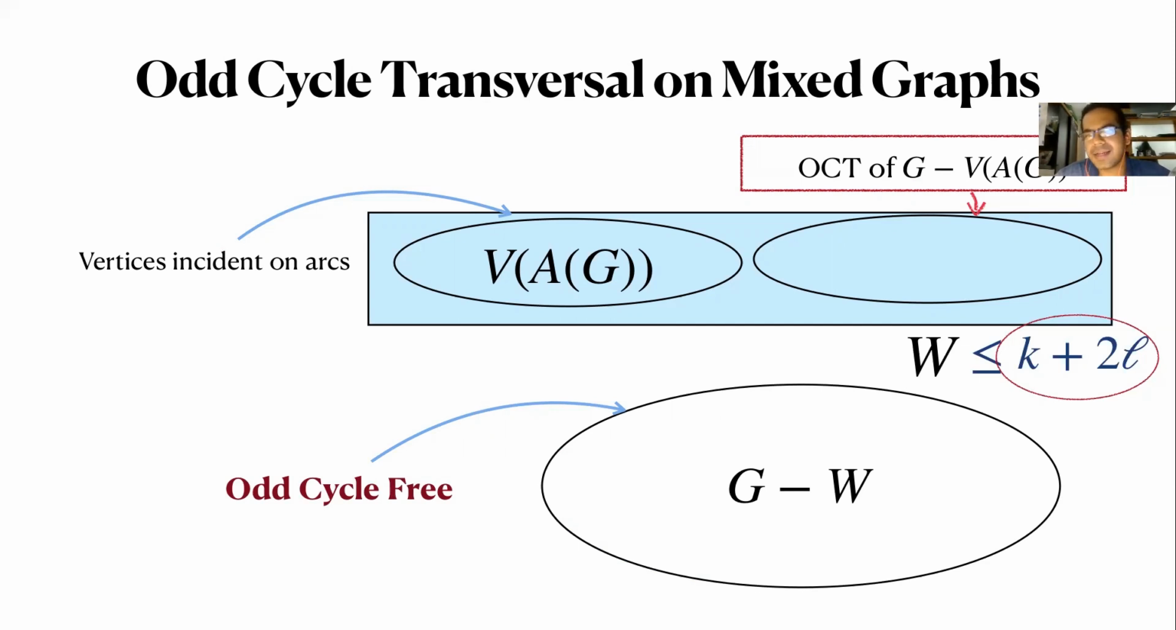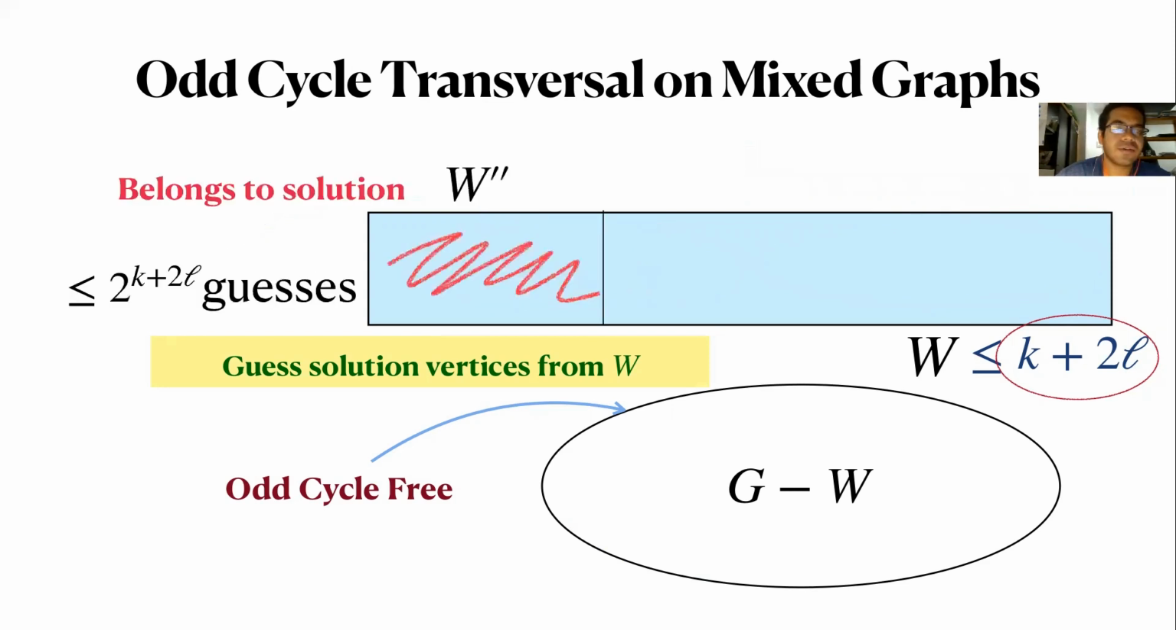And now we are in a realm similar to iterative compression. The schema is very similar, and we will follow the schema of iterative compression. We guess the intersection of the solution with the set W. There are 2 to the power (k plus 2L) many guesses. And G minus W obviously is odd cycle free, as the set W contains the odd cycle transversal.